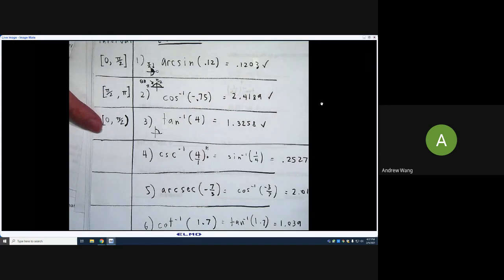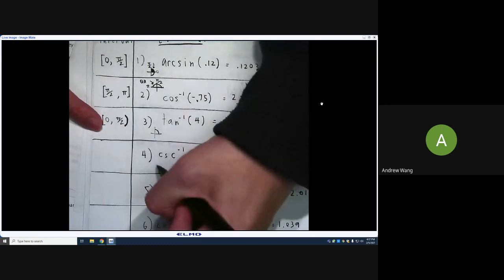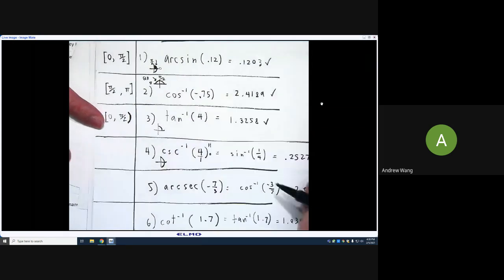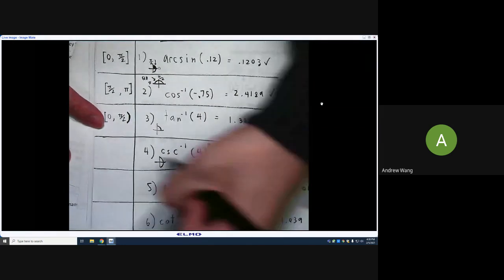Okay, so let's just fly through these next ones. I'll draw them for you. Here's cosecant. Cosecant is based on sine, so it's going to be one of those. I see that it's positive, so it's going to be this quadrant. So 0 to pi over 2.